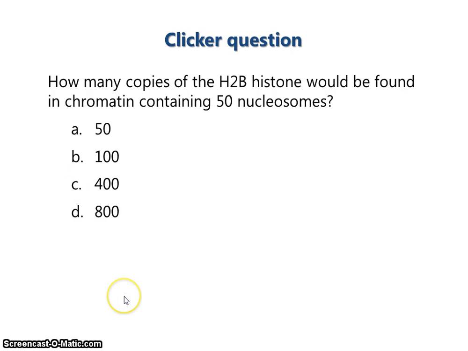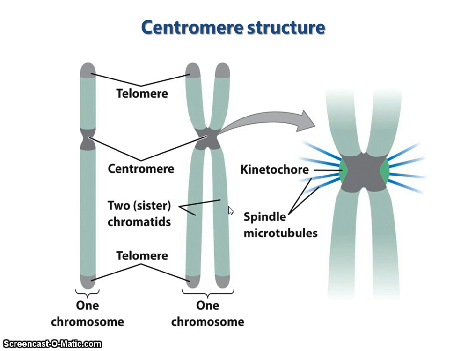Here's another one. How many copies of the H2B histone would be found in a chromatin containing 50 nucleosomes? You can pause it here too. So because each nucleosome contains 2 copies of every type of histone, we would have 2 times 50, which is 100 copies.